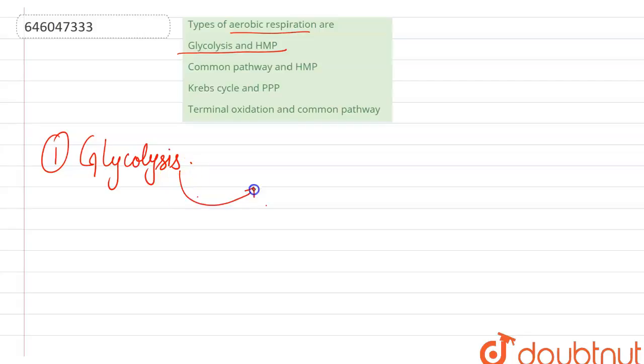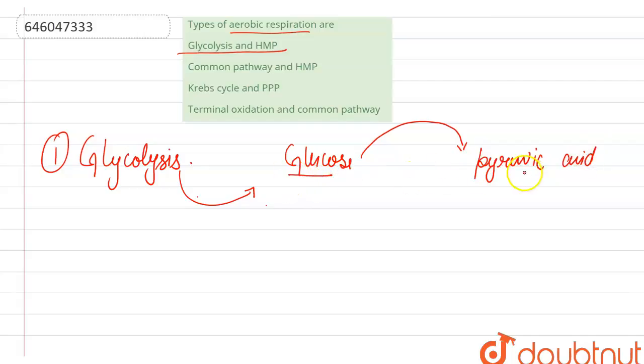So what happens in the glycolysis? Glucose is usually broken down into pyruvic acid. This conversion of glucose to pyruvic acid is done by the process glycolysis, and this is the first step of the aerobic respiration. Glycolysis is basically a 10-step process, which usually takes place inside the cytoplasm of a cell. So this is the glycolysis part of the aerobic respiration.